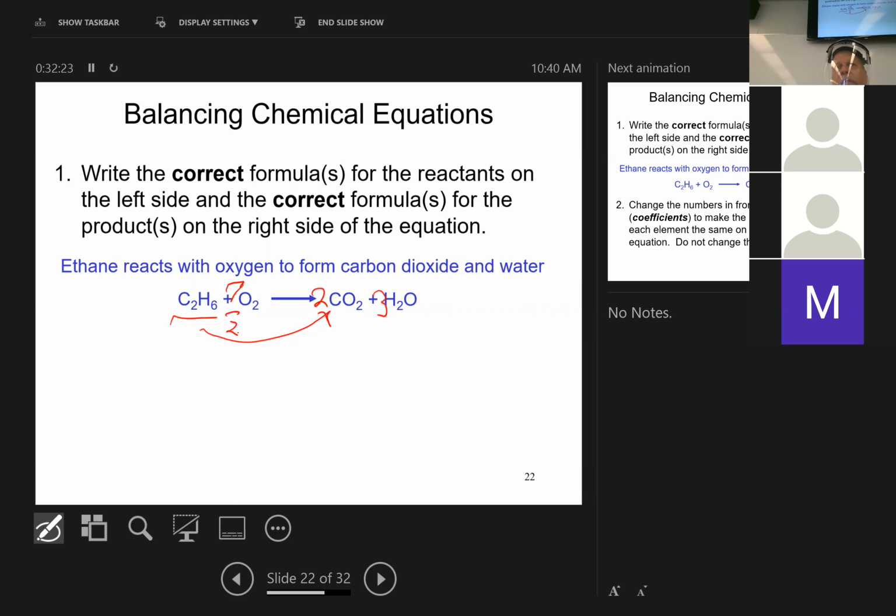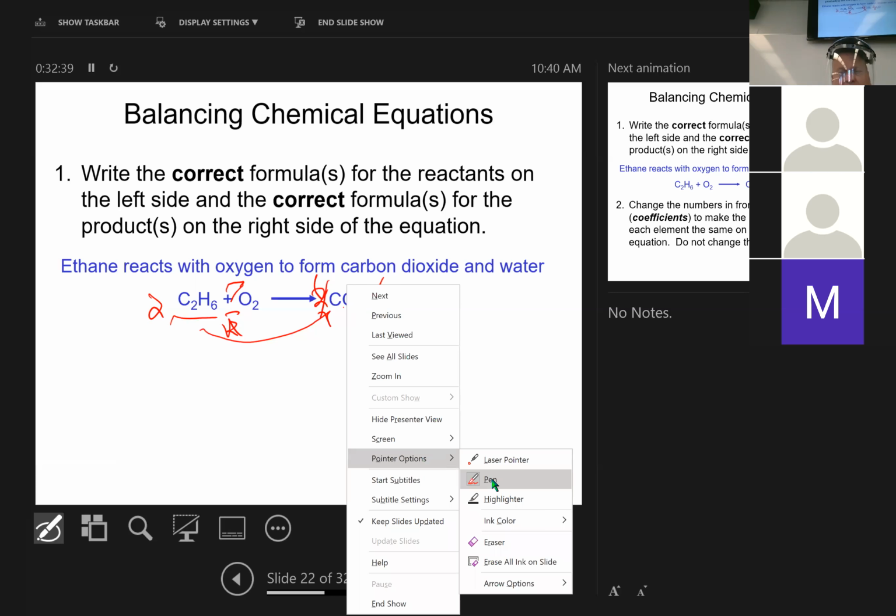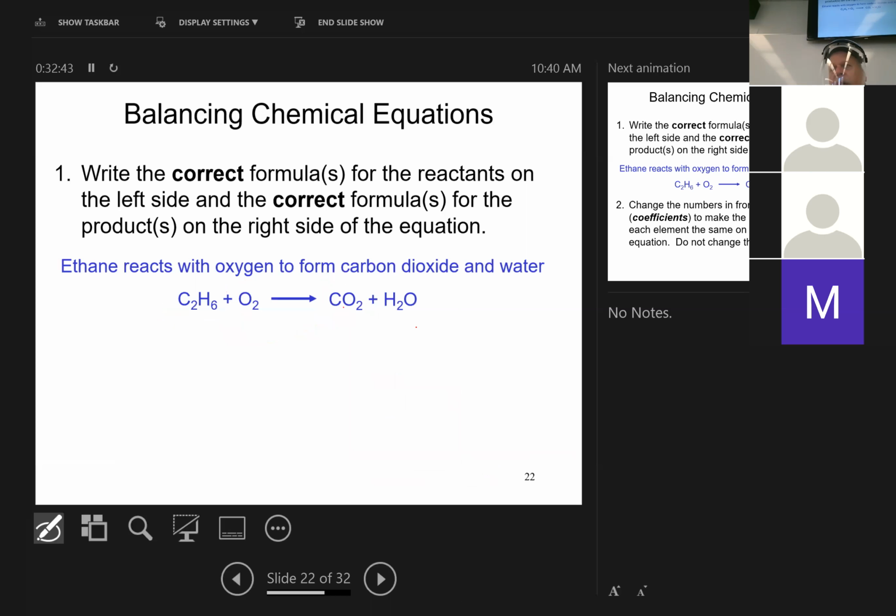But you're not allowed to use fractions. So you multiply all of it by 2. So this now becomes 4, and this becomes 6. I will erase that right now, and then we'll go to the slide. You can follow it easier than my handwriting. So let's go through and balance this equation.